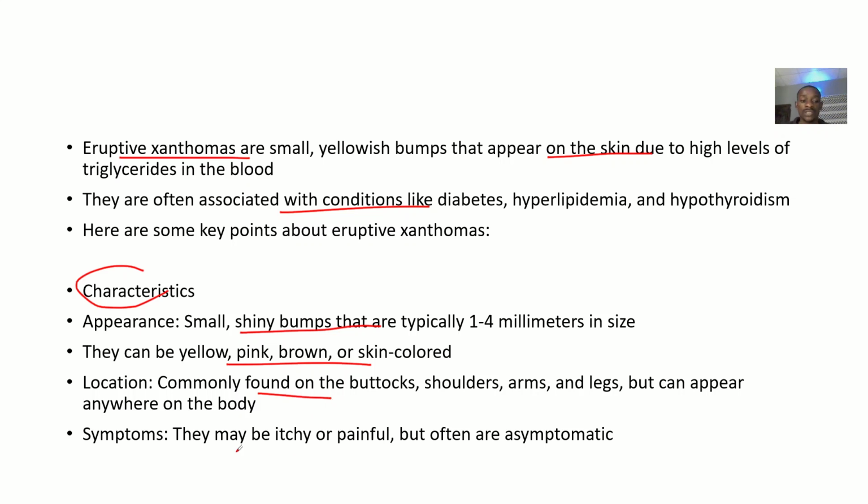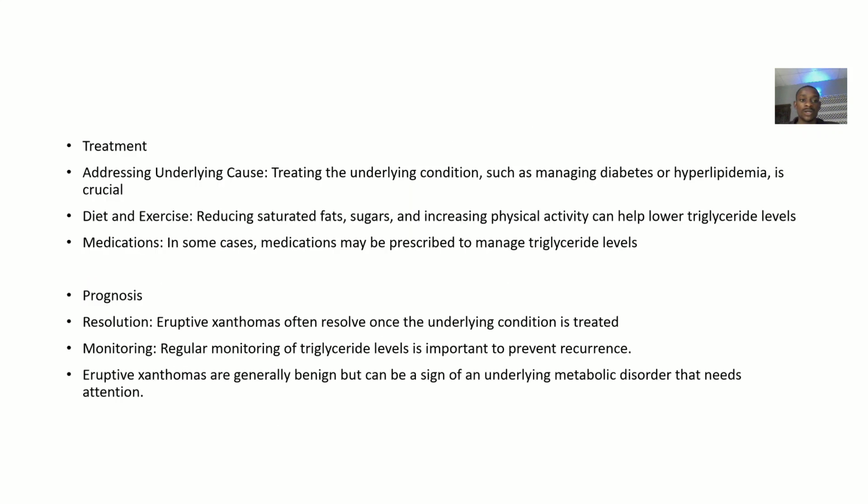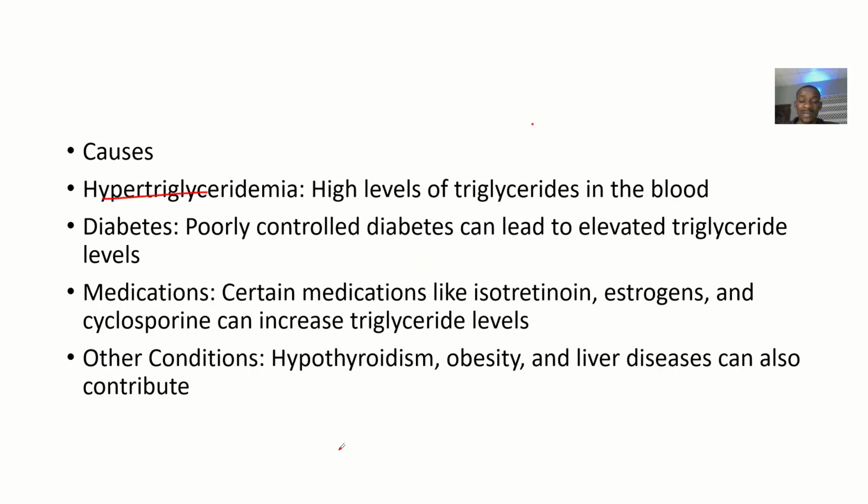Okay. Symptoms, they may be itchy or painful, but often they are asymptomatic. Okay. Causes could be what? Hypertriglyceridemia, high levels of triglycerides in the blood. It could be diabetes, which is usually due to what? Poorly controlled diabetes. Right. Poorly controlled diabetes can lead to what? Elevated levels of triglycerides in the body.